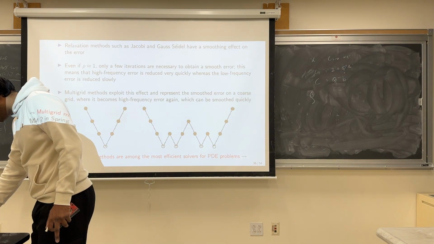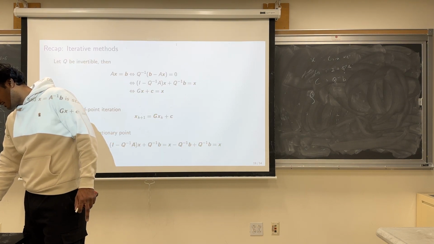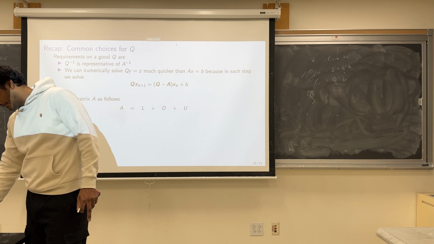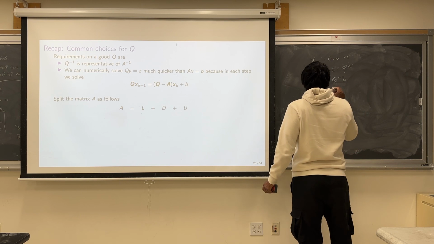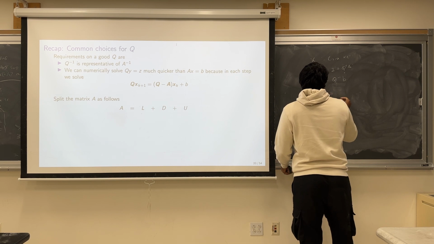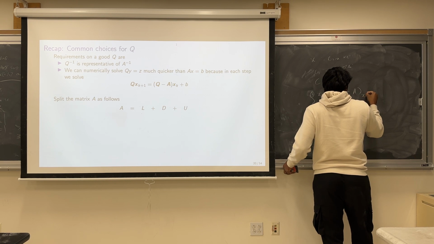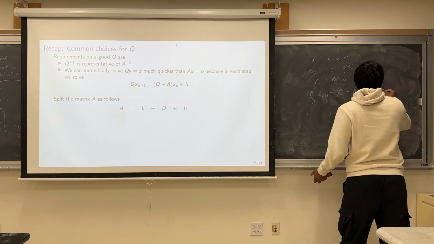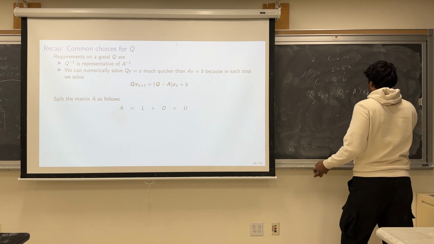Yeah, I should know this. I've been talking about it for 2 videos now. Yeah, I was right, but I'm still stupid. Gxk plus 1, Q is Q minus A xk plus b. Right? This is every method ever.